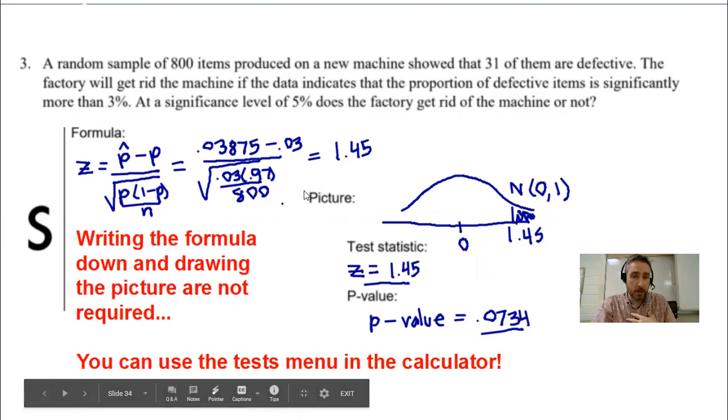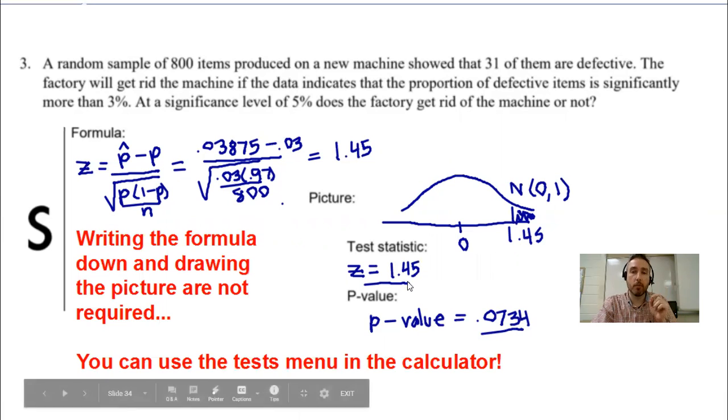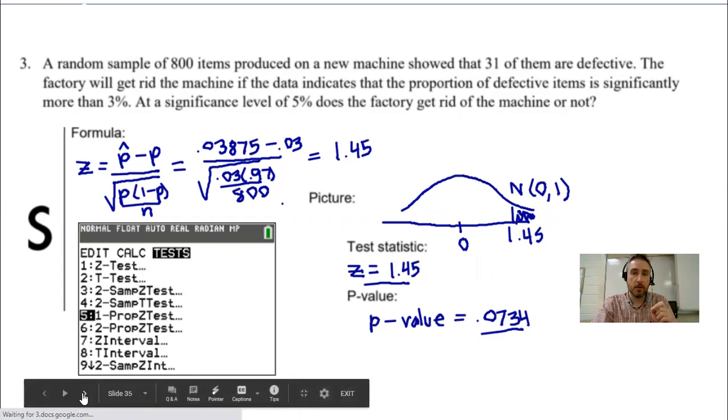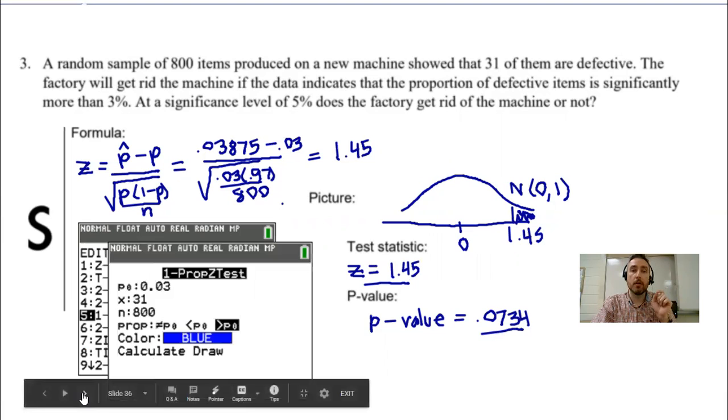You don't have to write the formula down. You can simply run the test, state that you use technology, and report your z and your p. So you go to 1-PropZTest because it's a one proportion. This is a greater than, so input your null is 0.03. Your x is 31 out of 800. That was your given information. And it's a greater than.